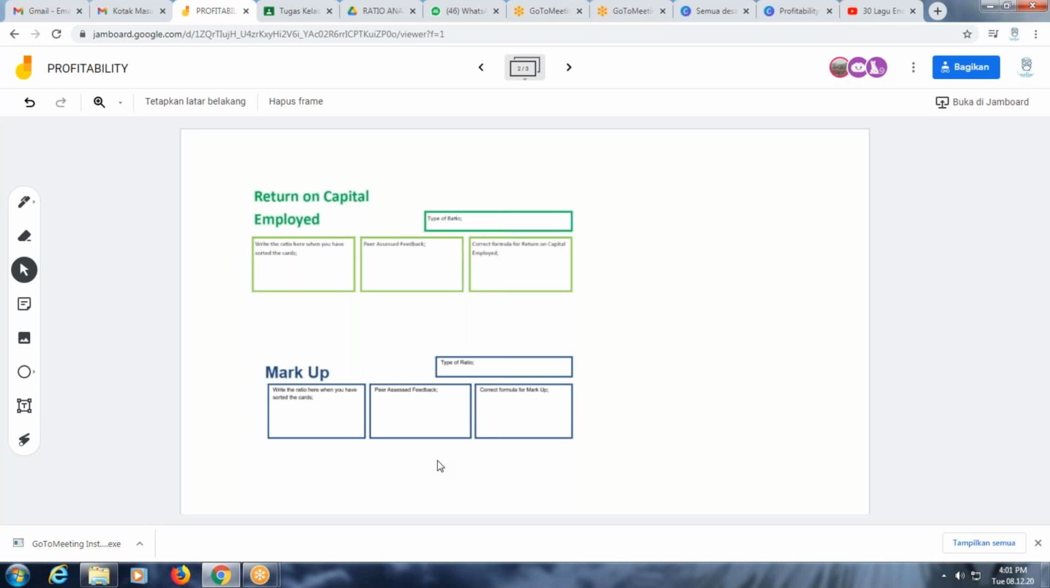Anybody can make it more clear? Okay. Thank you for filling the box for return on capital employed. Yeah. Net profit before interest and tax divided by capital employed. Okay, that's great.